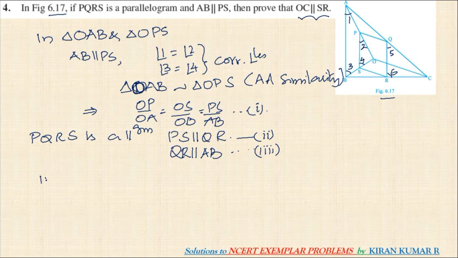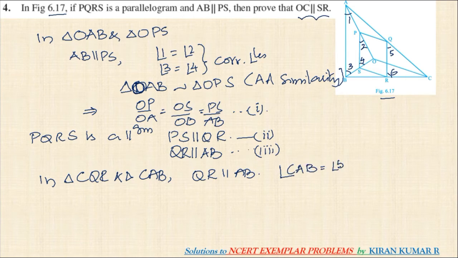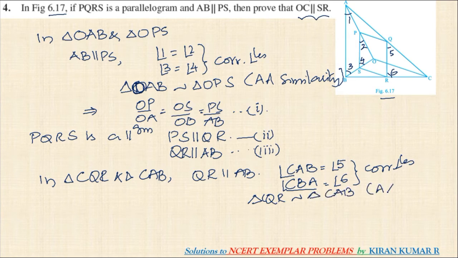Now let me consider the triangles. In triangle CQR and triangle CAB, we have QR parallel to AB. Since QR is parallel to AB, angle CAB is equal to angle 5, angle CBA equal to angle 6. These two are the corresponding angles. Therefore, the triangle CQR is similar to the triangle CAB by AA similarity. When the triangles are similar, the sides are in proportion. This implies CQ upon CA equal to CR upon CB. This is equal to QR upon AB.